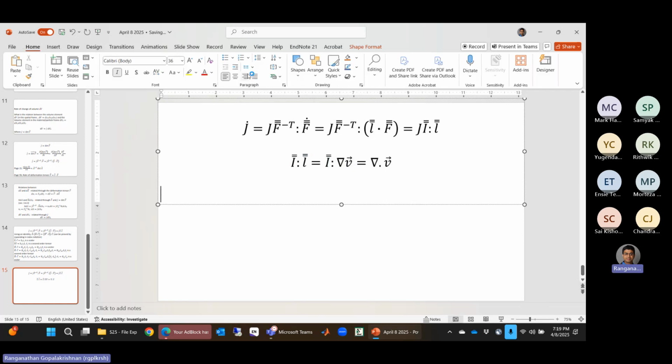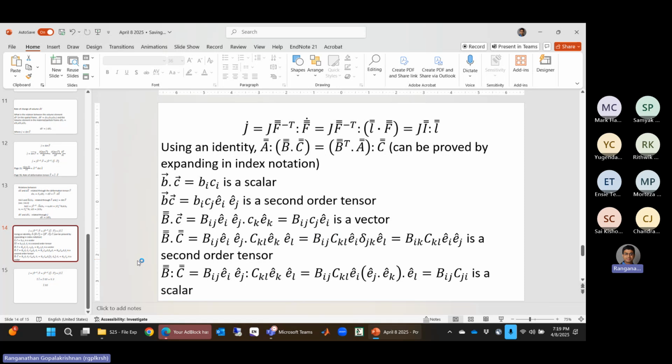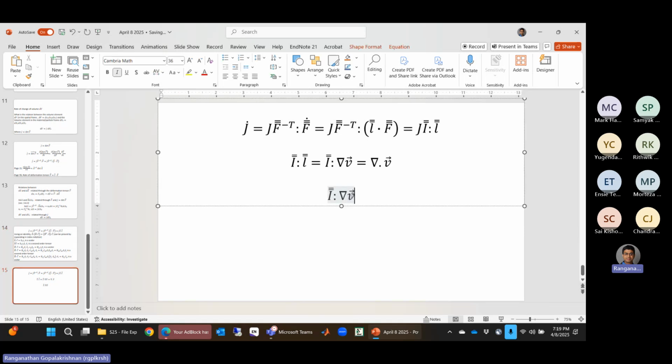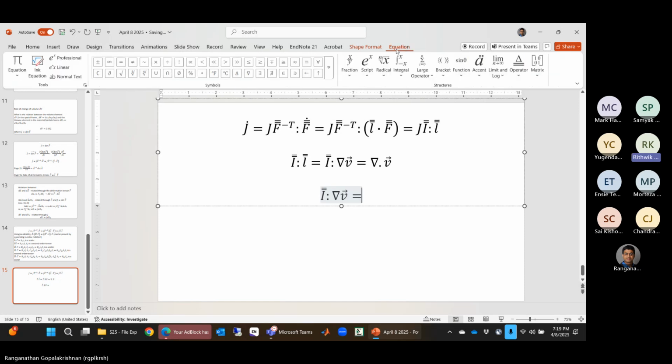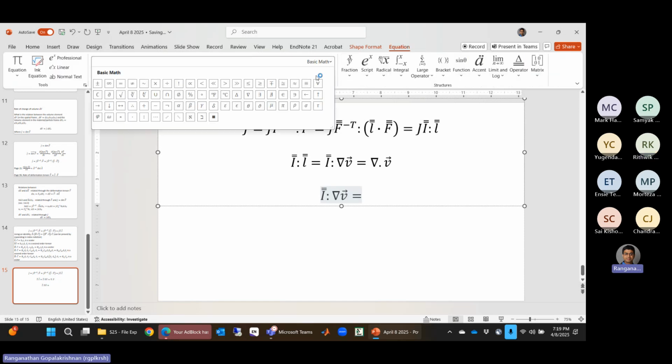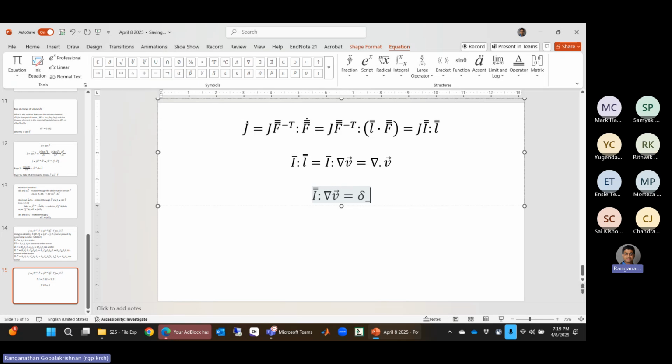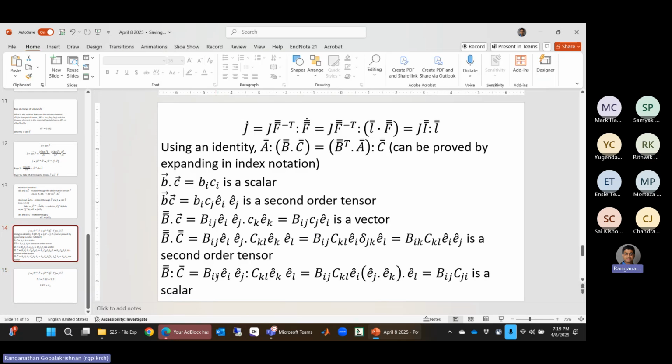That sounds simple enough for us to actually try. So how will you evaluate this I dot V? Just like you did in the previous slide, where we did B double dot C. How will you evaluate I dot V? What is I? Identity tensor. An identity tensor is basically delta_ij multiplied by e_i e_j.